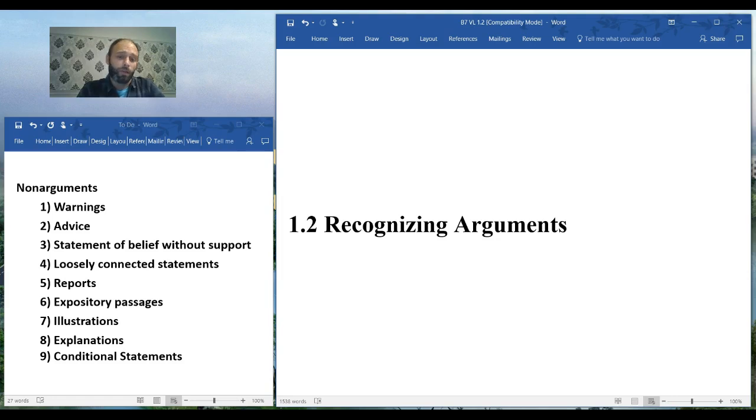So in this lecture, first I'm going to talk about some of the qualities of arguments that will help us distinguish arguments from non-arguments. Then I'll go over the different types of non-arguments one by one, talking about why they're not arguments and how we can recognize that they're not arguments. I'll go over some passages after I talk about each type of non-argument, and we'll try to figure out if those passages are arguments or non-arguments. And then finally, there'll be three passages for the quiz questions. So let's get started.